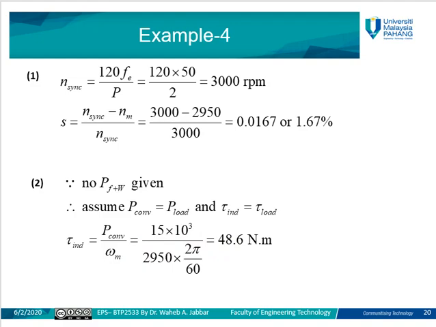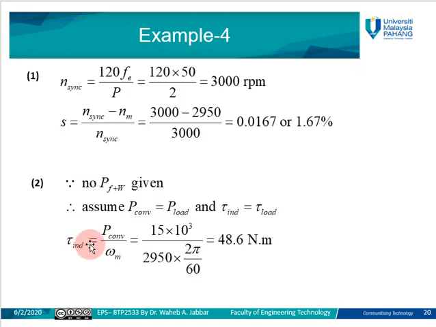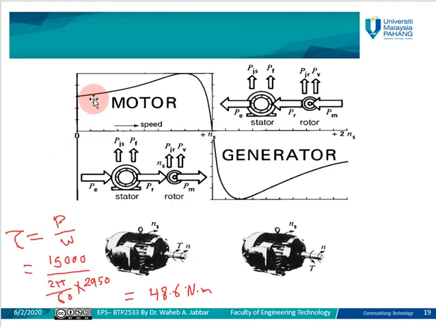Okay, then the next part of our example is: what will be the operating speed of the motor if its torque is doubled? So the value of the torque that we calculated now will be doubled, meaning 48.6 times 2. In order to find the value of the speed at this point, we should look at the relation between the torque and the speed in this area.